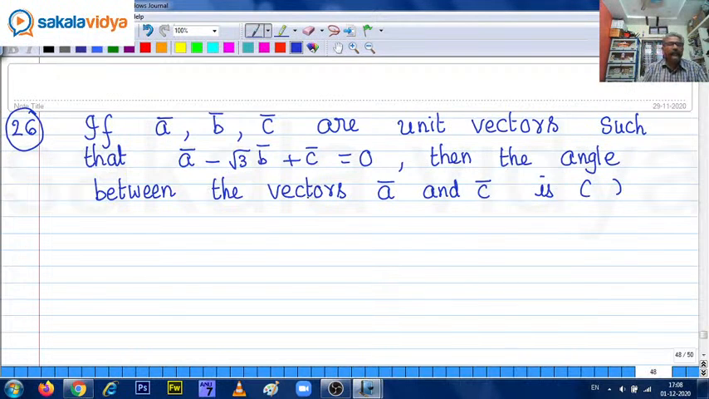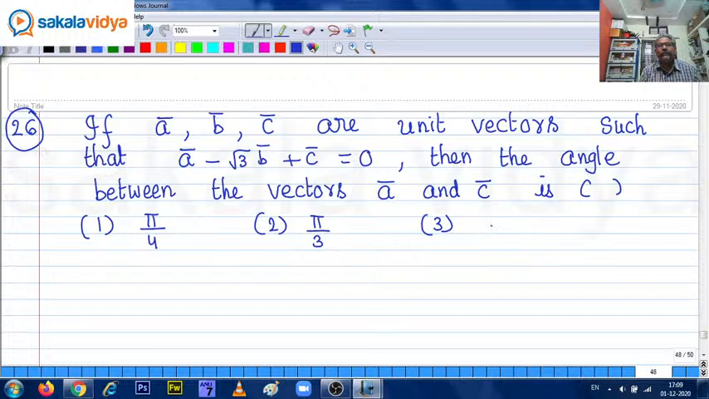So all of you look at the screen, first of all go through the question, read the question very carefully and make a plan yourself. First option pi upon 4, second option pi upon 3, third option is pi upon 6, fourth option pi upon 2.